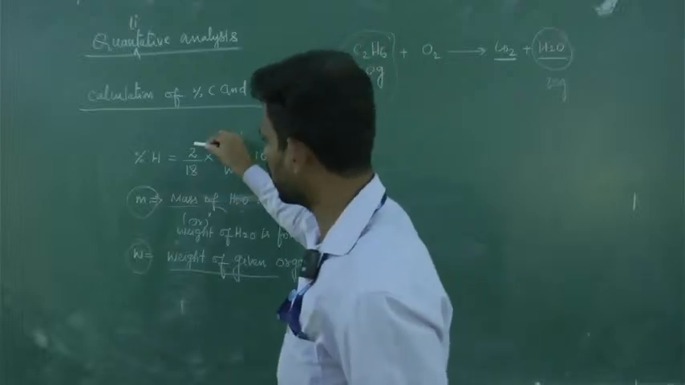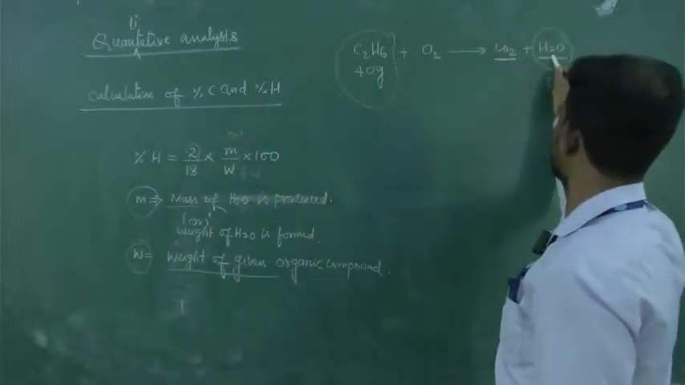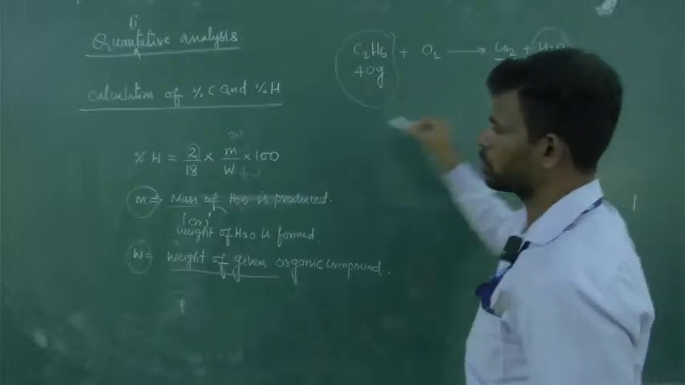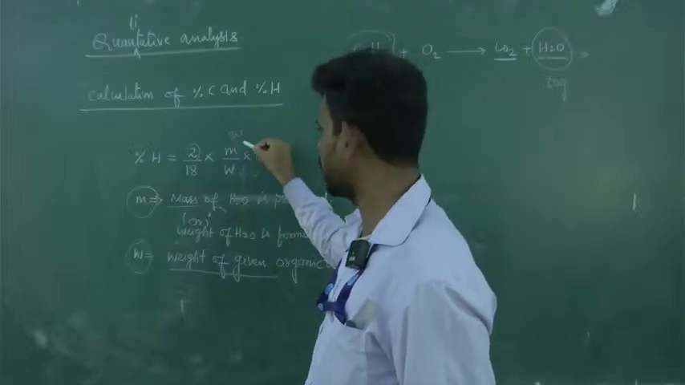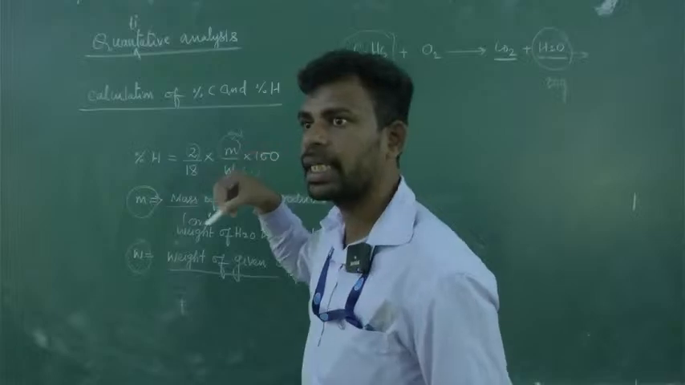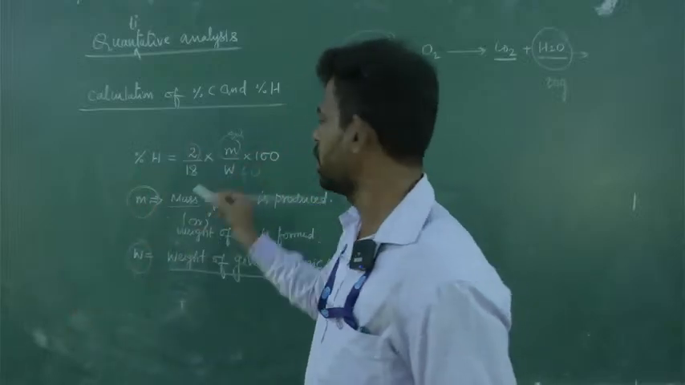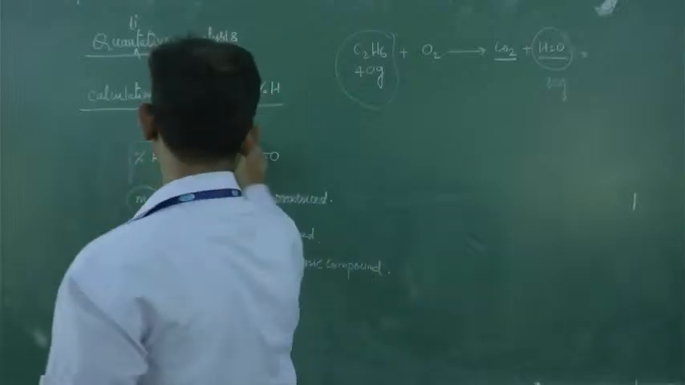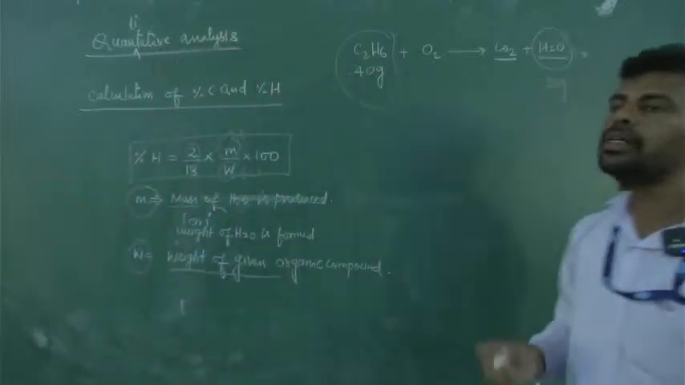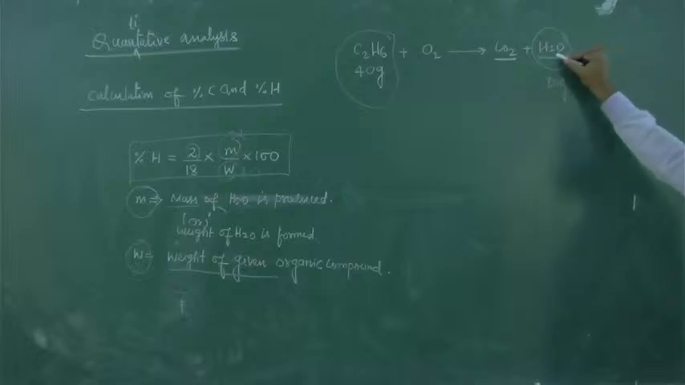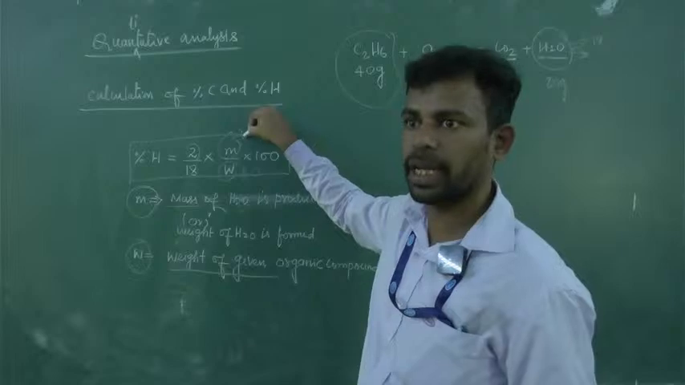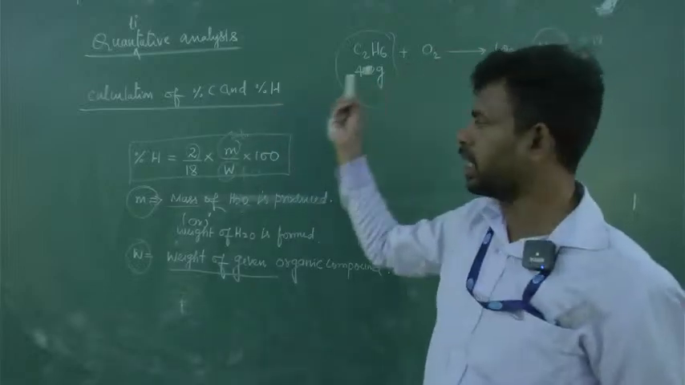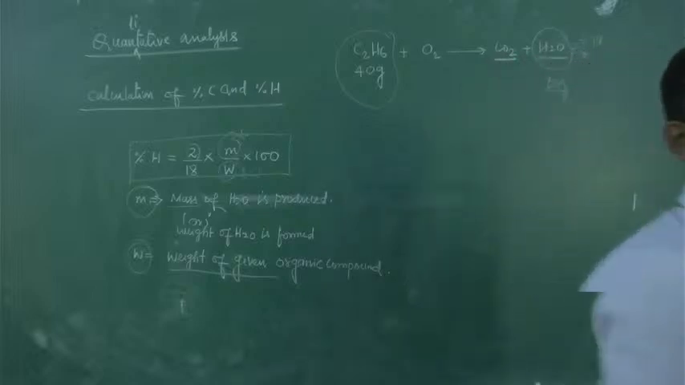Is it clear? This 2 is the atomic mass of hydrogen, 2 hydrogens. The molecular mass of H2O is going to be 18. So 2 by 18. m is the amount of H2O that is formed, divided by the initially taken organic compound, that is W. In the formula we can calculate the percentage of hydrogen. Is it clear?